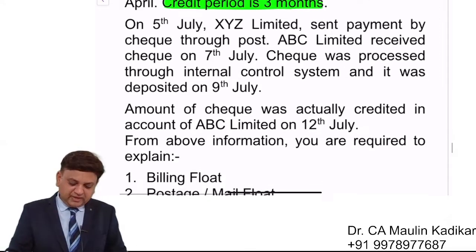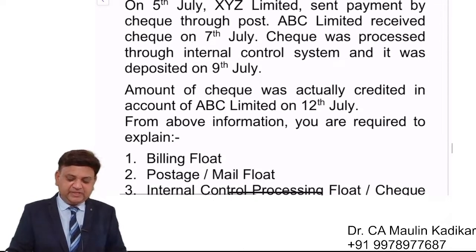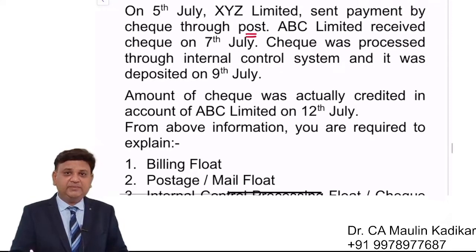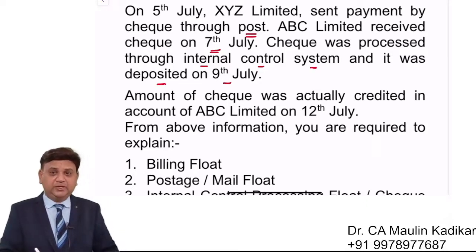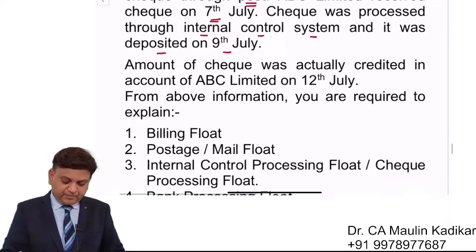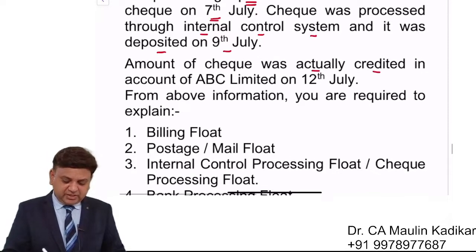On 5th of July, XYZ Limited sent payment by check through post. ABC Limited received the check on 7th of July. Check was processed through the internal control system and it was deposited on 9th of July. Amount of check was actually credited in account of ABC Limited on 12th of July.